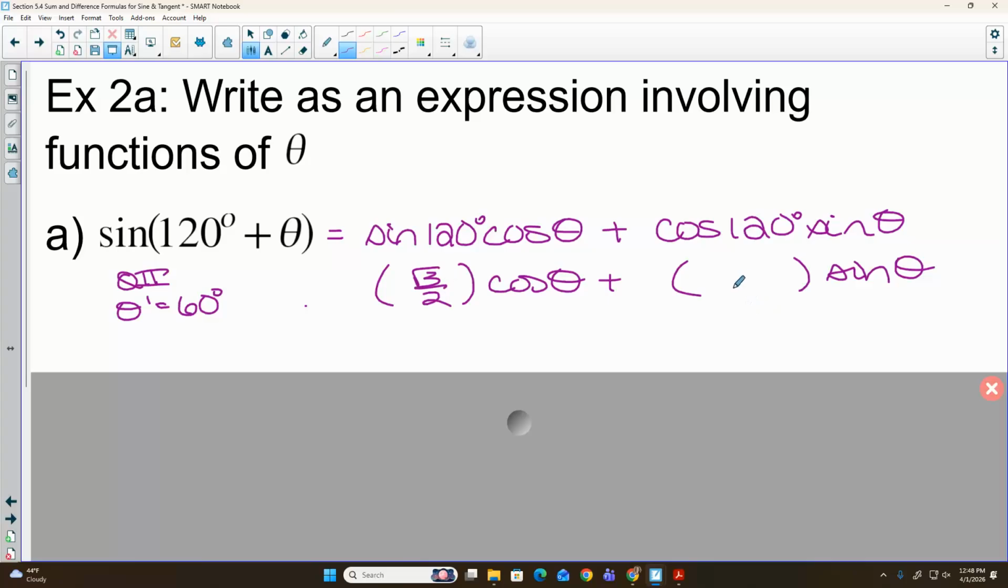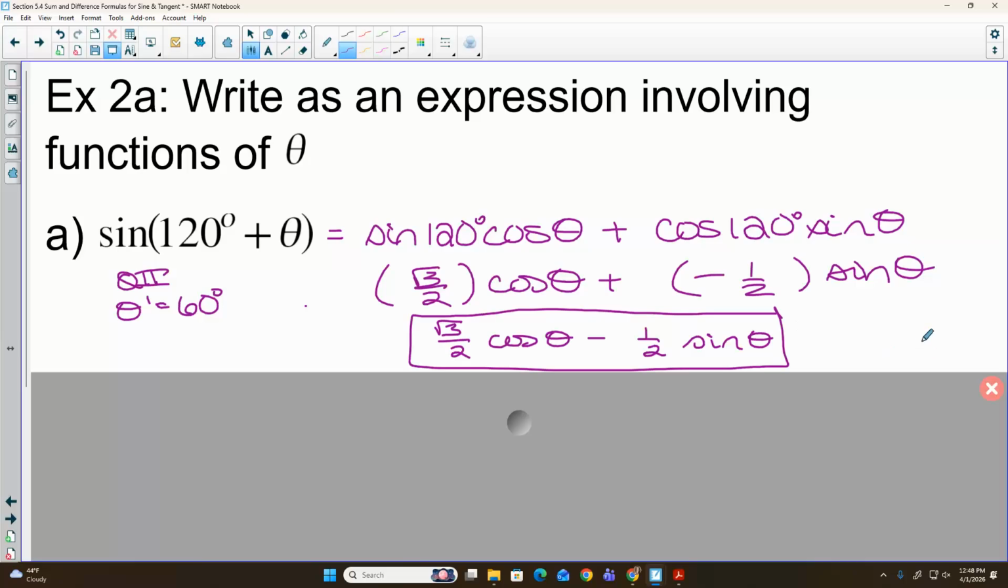In quadrant 2, cosine is negative. Cosine of 60. And that's really all you can do on this one. They're not like terms because one has a cosine, one has a sine. Instead of plus and negative, you could write it as minus. But that's as simplified as our answer will get. So we're just using the formula to expand it, plug in any values we know. Why don't you guys try?